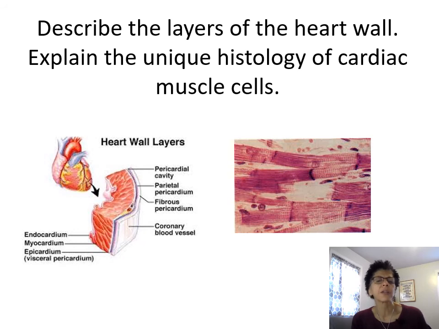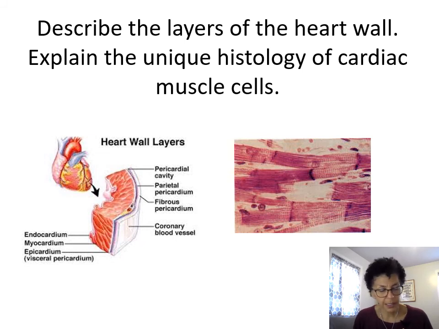The other part of this is, what's unique about the histology of cardiac muscle cells? There are several unique things. They are striated. They are branched or Y-shaped, which means there's a little connective tissue between them. They're under autonomic nervous system control. And the big thing about them, they have intercalated discs.